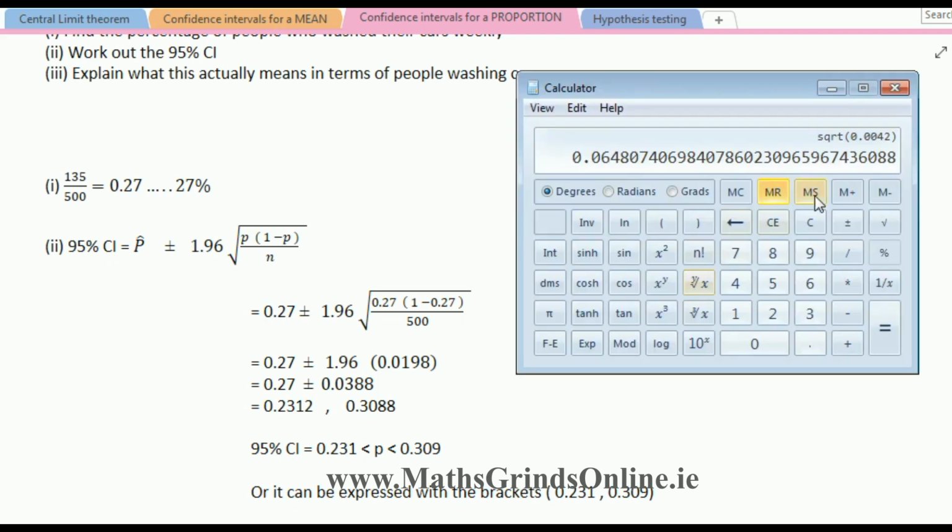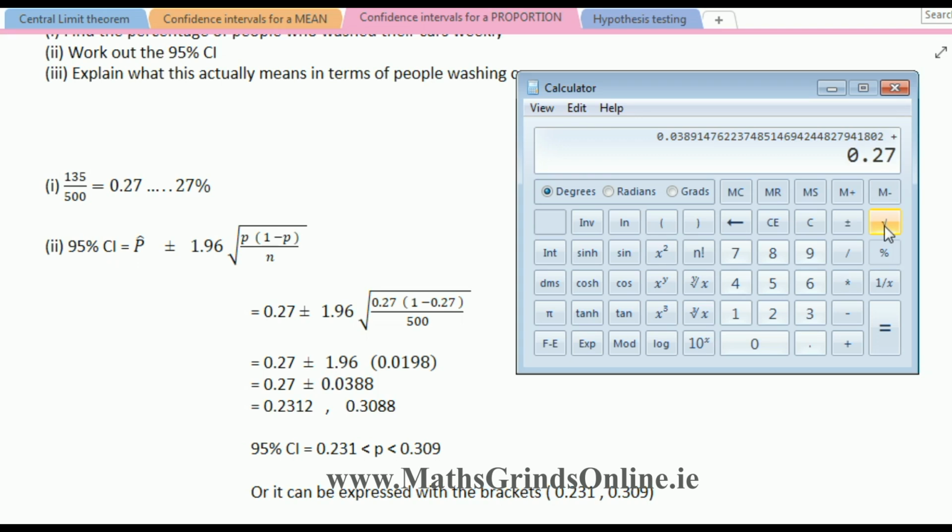Hop to the calculator, and I'll just show you quickly doing this. 1 minus 0.27 is 0.73. Going to multiply that by 0.27, and then we're going to divide that by 500. And then we get the square root: 0.0198. I'm going to multiply that by 1.96: 0.0389. Okay, I wrote that in as 0.0388.